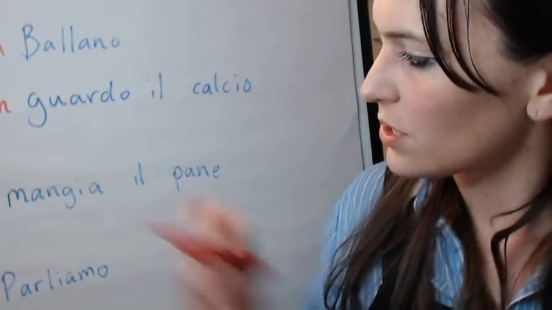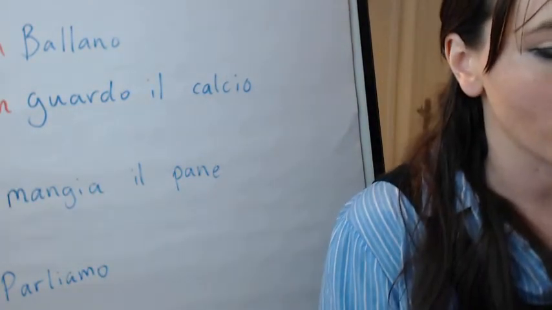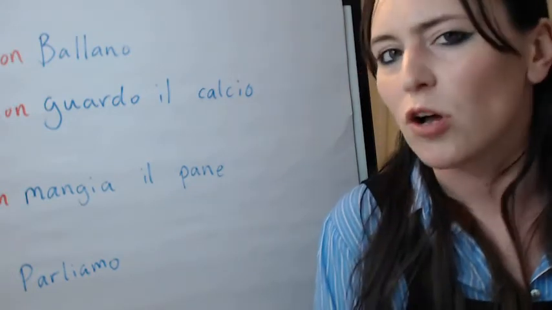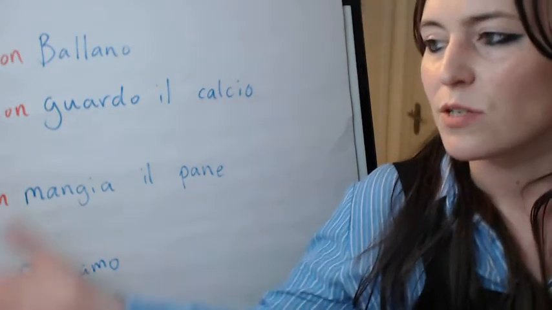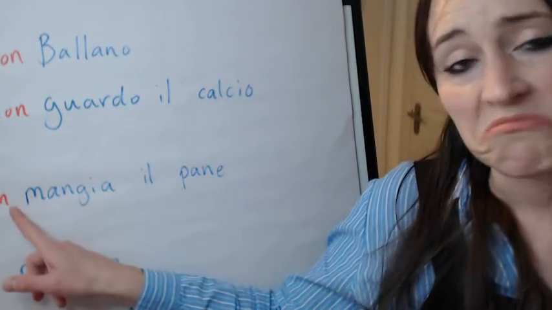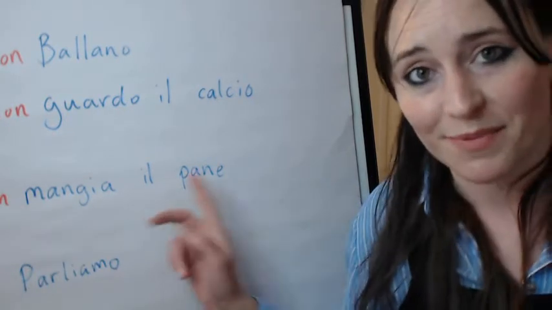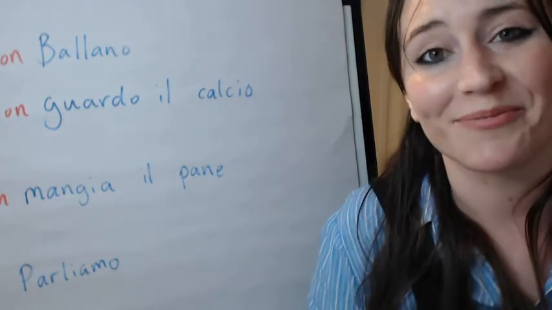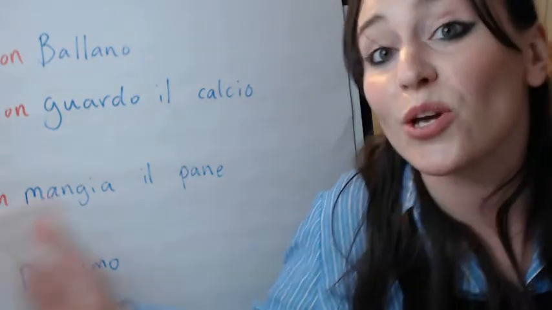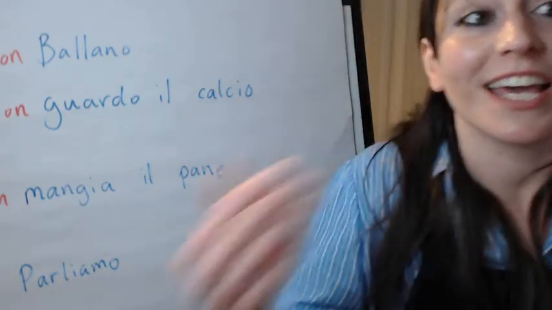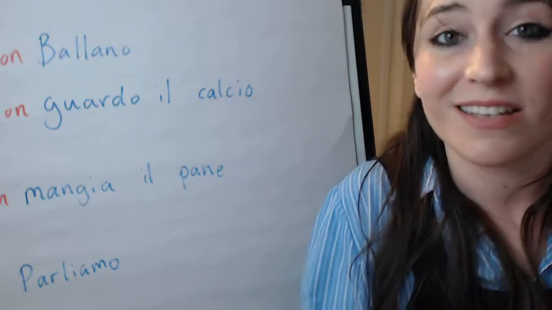Non mangia. You could answer a sentence with that. Mangia il pane? Is he or she eating the bread? No. Non mangia il pane. No, they're not eating the bread. Or it could mean they don't eat bread. So it can translate in a couple of ways in English.